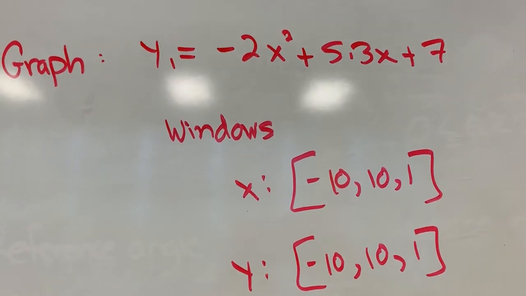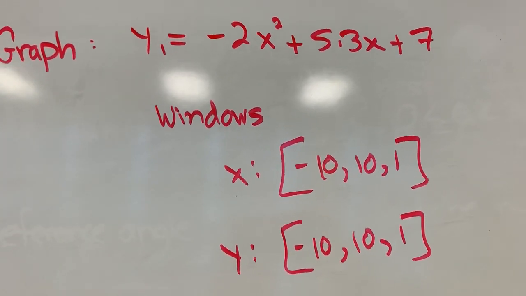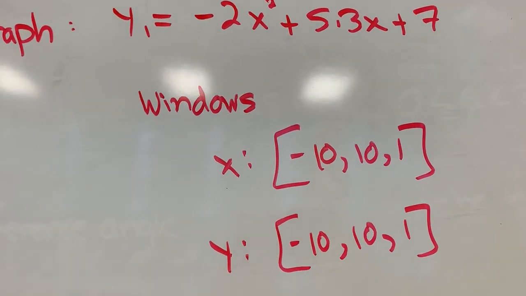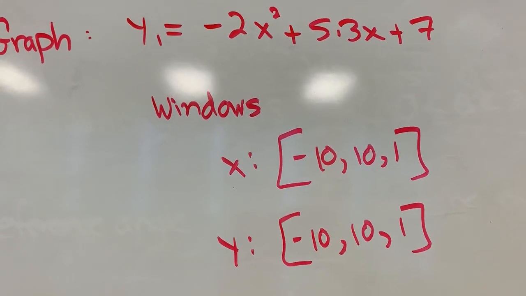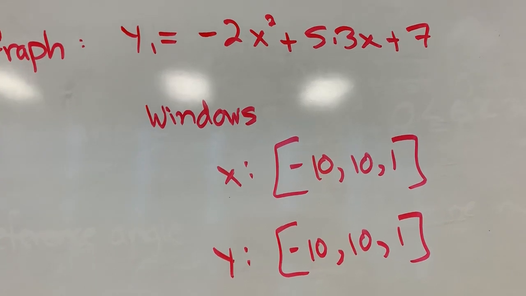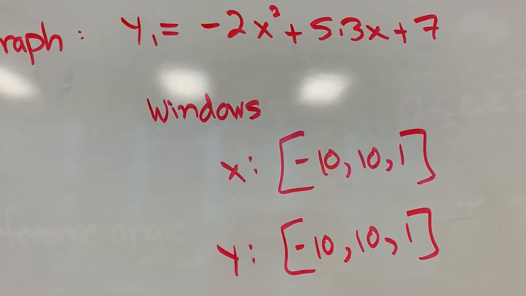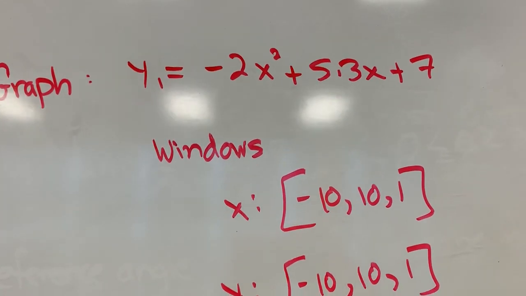I can see that I have a parabola facing down, and most importantly I can see both of its zeros, that I can see it goes through the x-axis twice on my screen. So my job is to find out where those zeros are. Where does that thing equal 0?